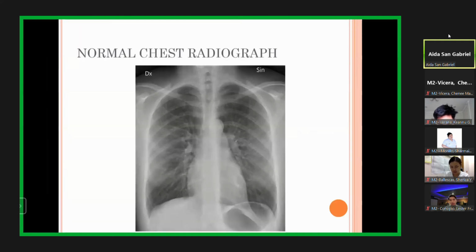Okay. So this is a normal chest X-ray. You'll notice that the trachea is at the midline, the heart is not enlarged, the intercostal spaces are not widened, you do not see any infiltrates, you do not see any consolidation or anything. The lungs are well expanded. The costophrenic angles are sharp, meaning there is no fluid there. Okay, this is a normal chest X-ray.